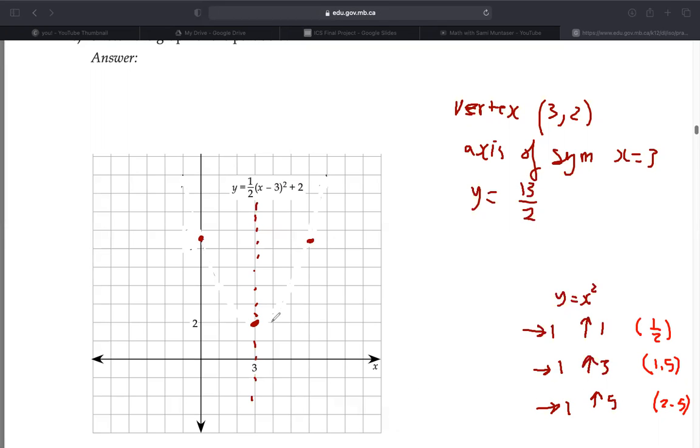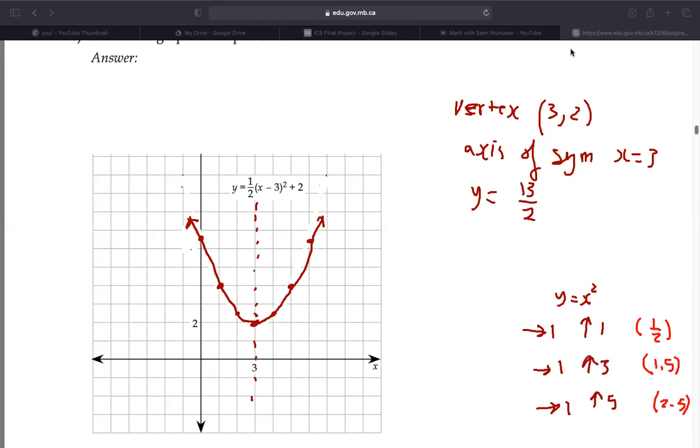So if I go out 1 here, I'm supposed to go up 1/2. I'm going to reflect that across the axis of symmetry right there. We went out 1, up 1/2, and then we go out 1 and up 1.5. So that's 0.5, and that's 1 right there. Then you reflect that across the axis of symmetry, and you get a point right there. Then you could go out 1, up 2.5. You have those points already there from the y-intercept. After that, you just kind of wing it. And that's how it looks.